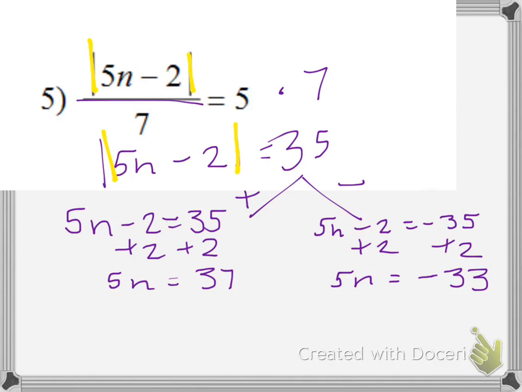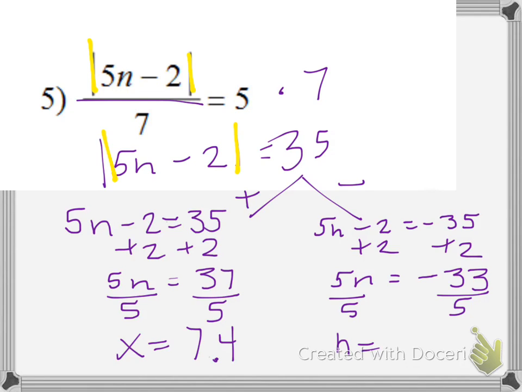And then our last step here is to divide by 5. So divide by 5, divide by 5. Well, let's see, 37 divided by 5 gets me 7.4. And then for my flip side, on my other equation, I'm going negative 33 divided by 5, which gets me negative 6.6. So again, those two answers are different, so make sure you're solving both of those equations fully.